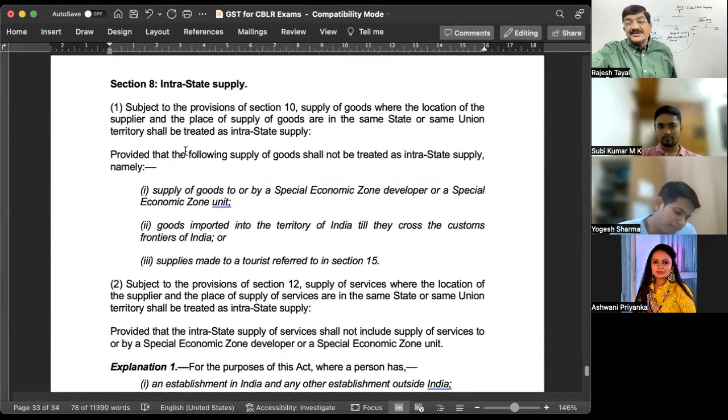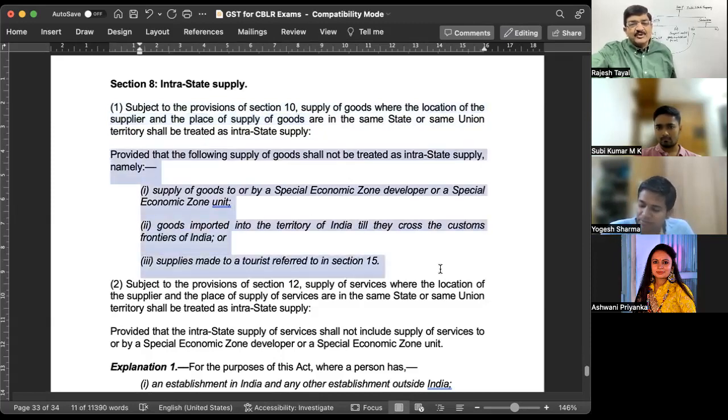When everything is within the same state or same union territory. So subject to the provisions of section 10, supply of goods where the location of the supplier and the place of supply of goods are in the same state. What is this? Location of the supplier and place of supply of goods are in the same state. Except in these situations, because these are the cases of a zero rated supply or deemed export.